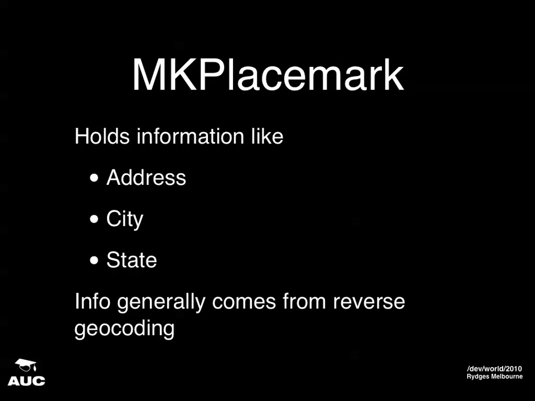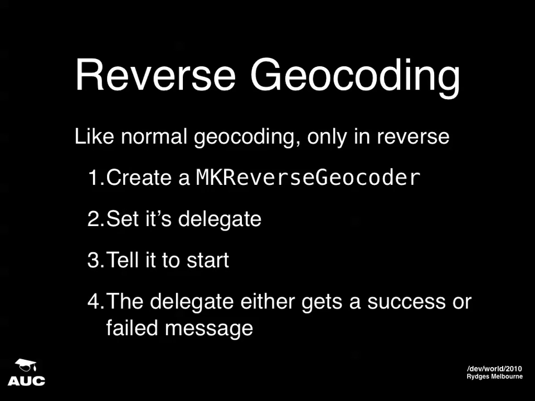So MKPlacemark holds information like address, city, state, all that sort of stuff. If you're interested in building one yourself, it comes from the address book person details. I've never really done it. I just thought I'd describe it briefly. But the easy way to get it is from reverse geocoding. Brilliant segue there into reverse geocoding. Reverse geocoding is pretty much normal geocoding, but in reverse, hence the name.